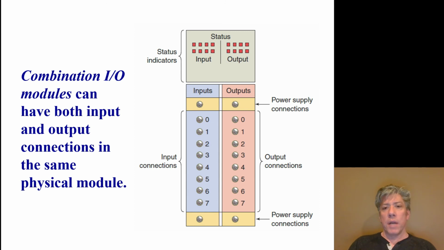Now, some modules are not just input or output modules. They are combo or combination modules that have some inputs and some outputs. And so the nice thing about this is you can take up one I/O slot, or have one card, or have something that's typically a little less expensive in terms of space or cost, that has inputs and outputs on it. There's an output section and an input section that are separate from each other, but it provides both functionalities in one card.